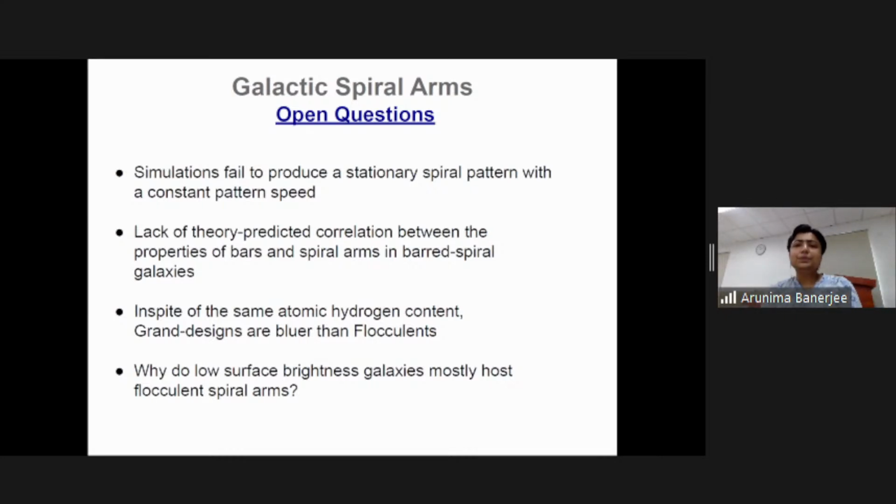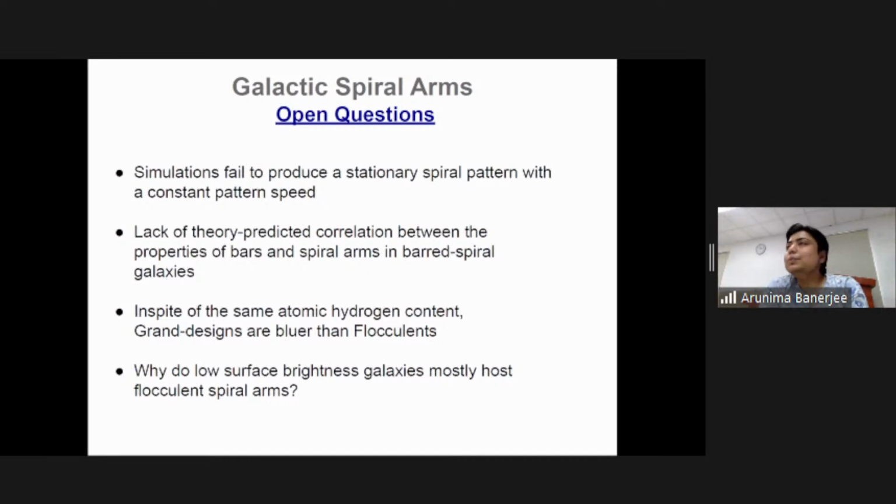So, anyway, coming back to the open questions. Having talked about density wave theory and having talked about swing amplification, still, till date, simulations fail to produce a stationary spiral pattern with a constant pattern speed. I said that it's the density wave, a single wave mode moving with a constant pattern, then it should have been realizable in simulations, no?